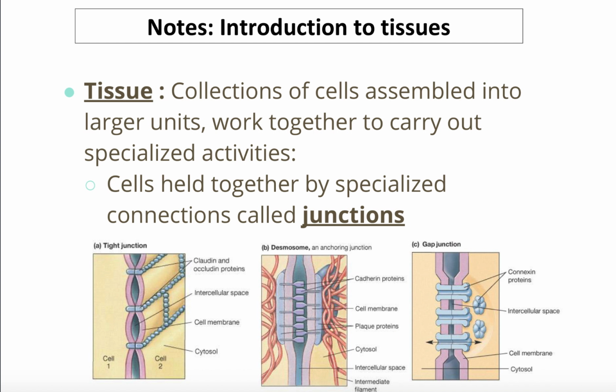Okay. So what is a tissue? Just recall, a tissue is a collection of cells assembled into larger units that work together to carry out specialized activities. Generally speaking, when we talk about tissues, they are comprised of very similar cell types, but many different types of tissues can combine and be associated with one another to eventually form an organ.